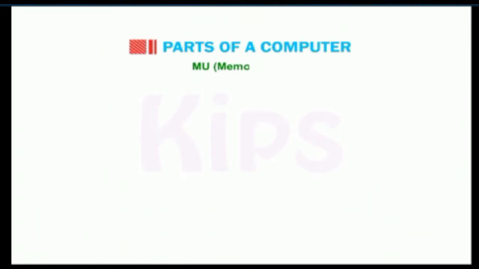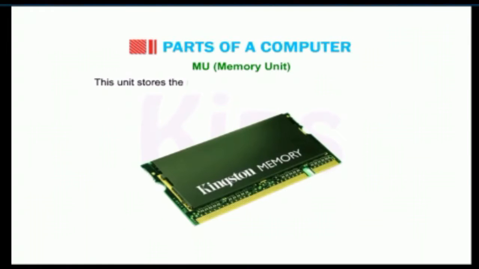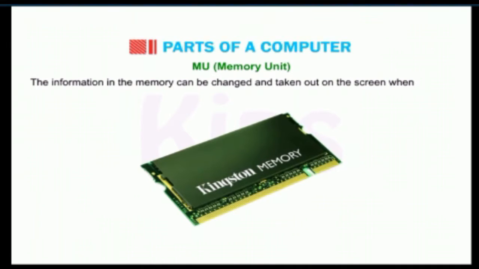MU stands for memory unit. In this unit, we can store information or data according to our need. The information in the memory can be changed and recalled on the screen when we need it. The data and instructions are also stored in the memory unit, which are to be processed.